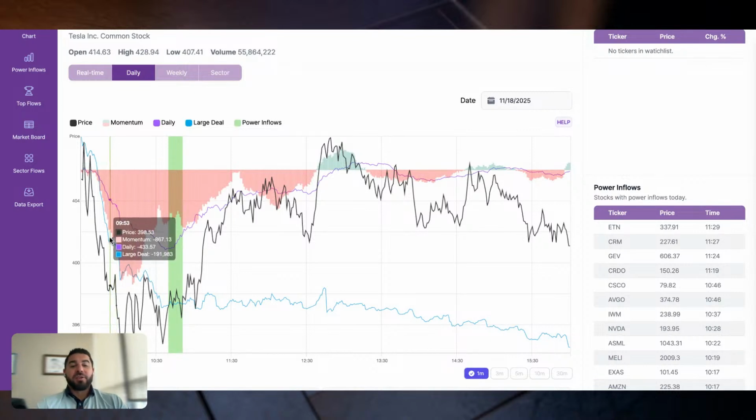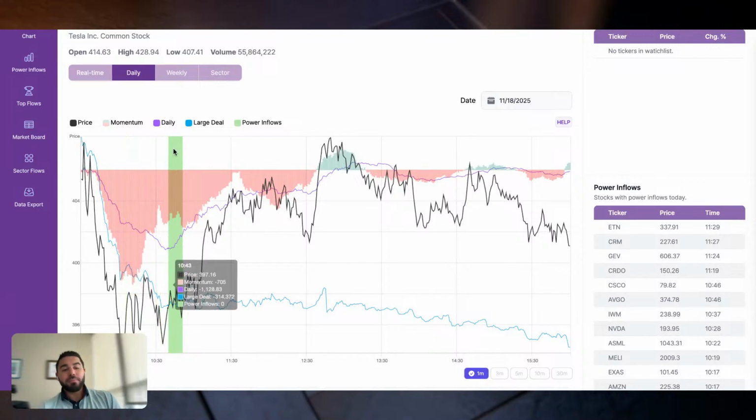And you'll see, to go with that light blue line, that large deal flow data, you can see how much that was dropping as well. Pretty steep decline in the open. So indicating the big money was towards the sell side in that first hour. Same thing with the retail side. You can see this red shade. You can see how deep in the red it was, indicating that, again, the retail side was pretty heavy selling as well. Then the power inflow signal came in.